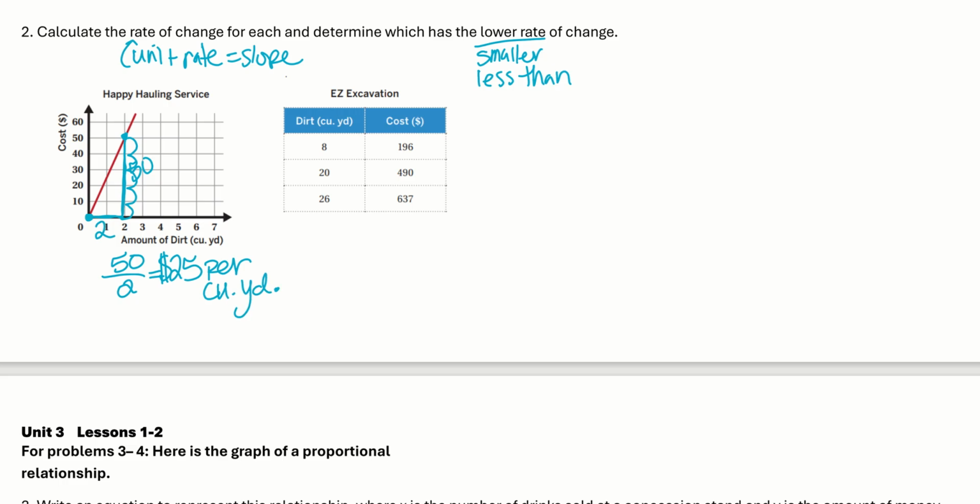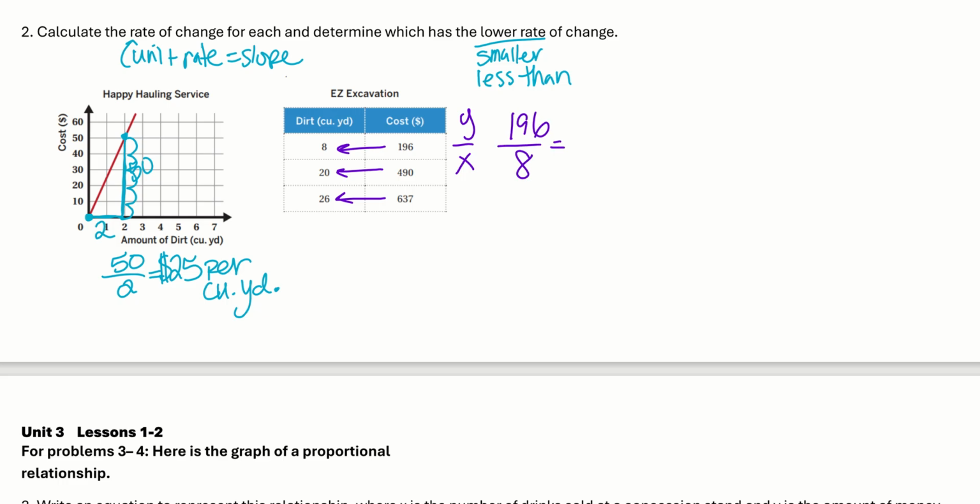Okay. So now to find it on the other one, the I Can said we were doing proportional relationships. So I can do my ratio of y's over x's. So I can find these different ones and see if they come out the same. We would actually need to divide, and that's what we practiced a little bit last year. So I would do 196 divided by 8.